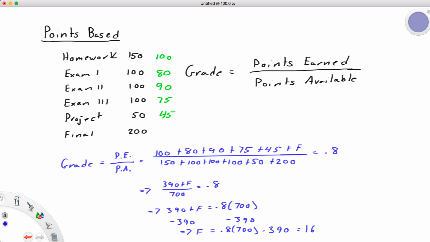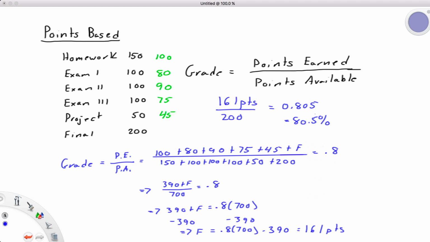Now, 161 might feel like a strange number, but remember, we're dealing in points. So 161 is 161 points out of 200. So we can convert that into a percentage by saying 161 points divided by 200 total points, which is equal to 0.805 or 80.5%.